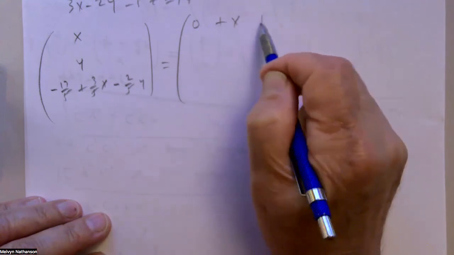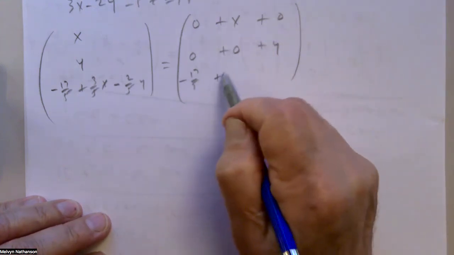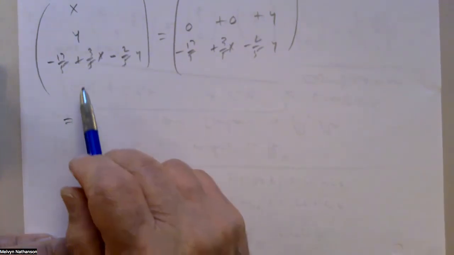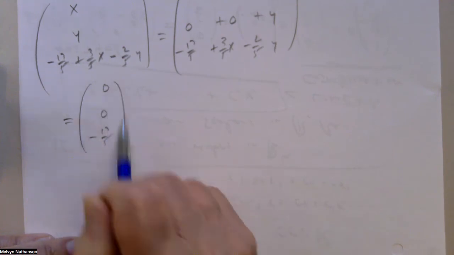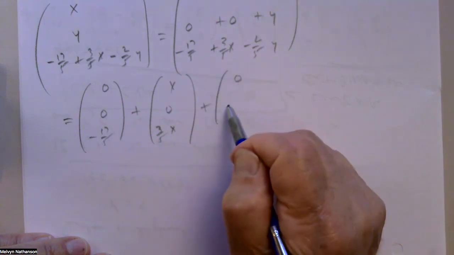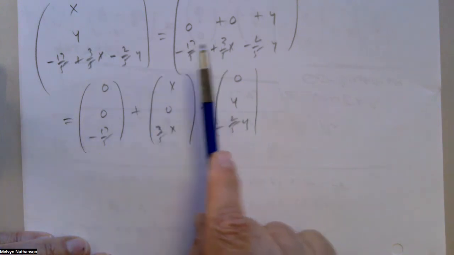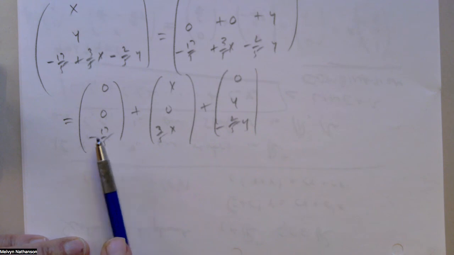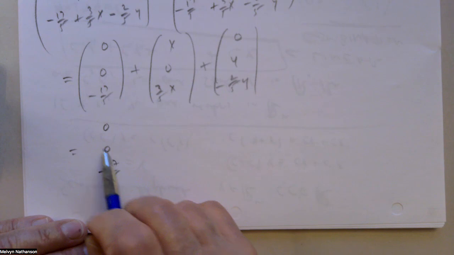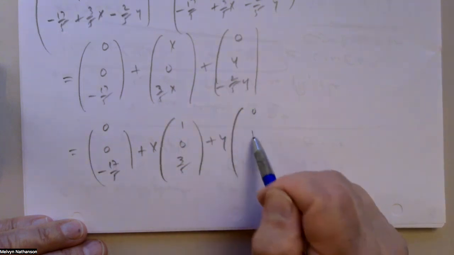This is (0 plus x plus 0), that's equal to x; (0 plus 0 plus y); minus 17 over 5 plus 3 over 5 x minus 2 over 5 y. I can write that as (0, 0, minus 17 over 5) plus x(0, 3 over 5 x) plus (0, y, minus 2 over 5 y). See, I'm collecting in a certain way the coordinates that involve just x, just y, or just numbers with no x or y. And finally, I can write this as (0, 0, minus 17 over 5) plus x times the vector (1, 0, 3/5) plus y times the vector (0, 1, minus 2/5).